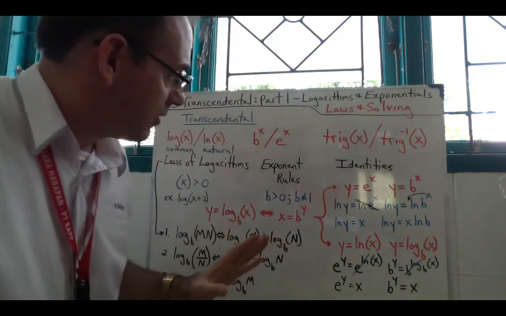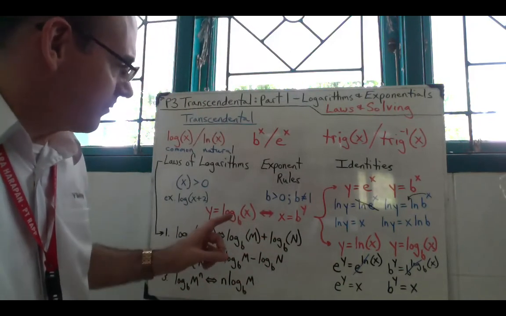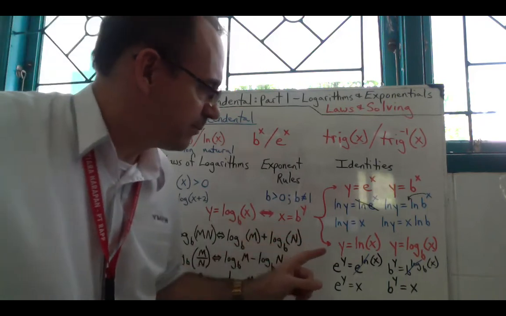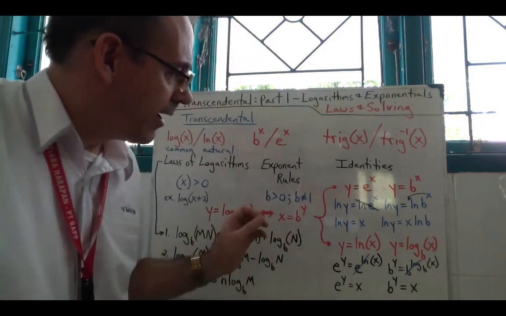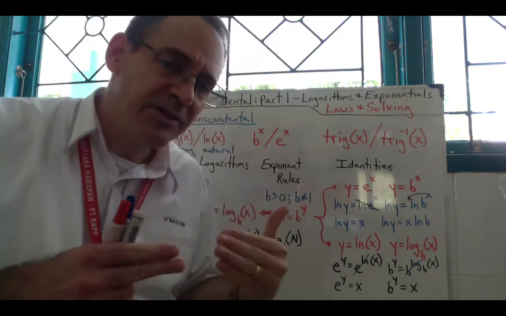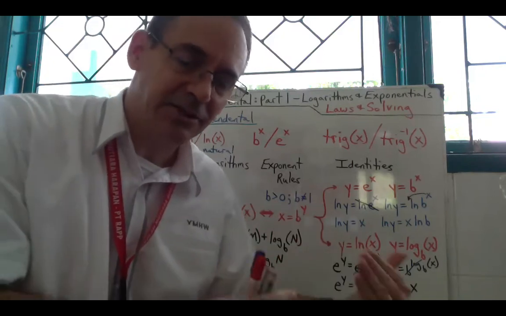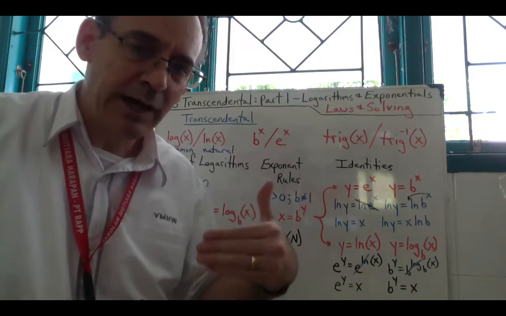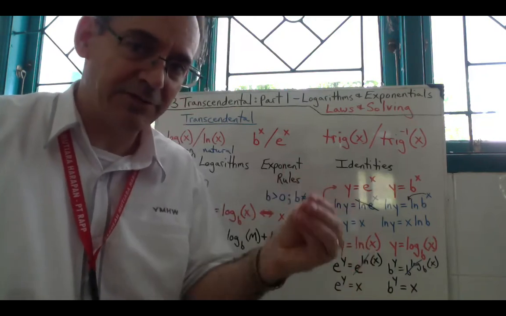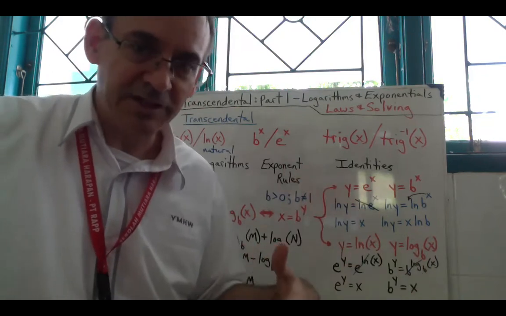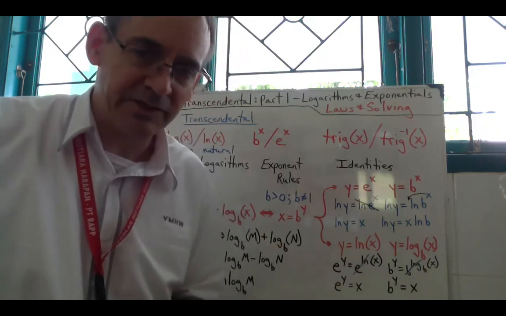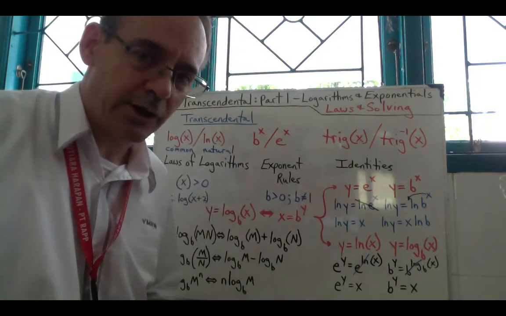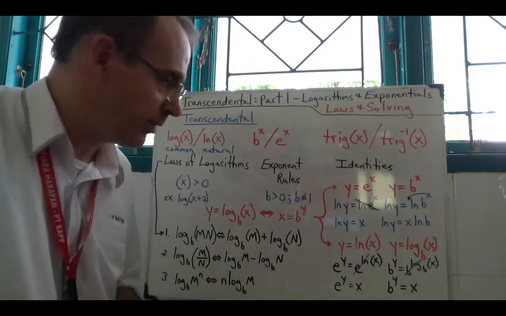Let's look at a couple of examples of how the opposites work to cancel out. Obviously, when you get into a solving situation, you have to cancel. For example, if you have 3 times x, you have to divide by 3 to make the 3's cancel. So how does that work with logarithms and exponents?